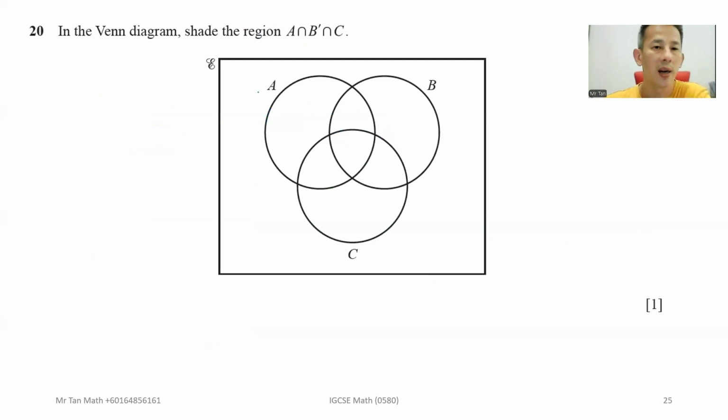20. In the Venn diagram, shade the region. These two is intersection, the overlap. Okay, so A, this is A.